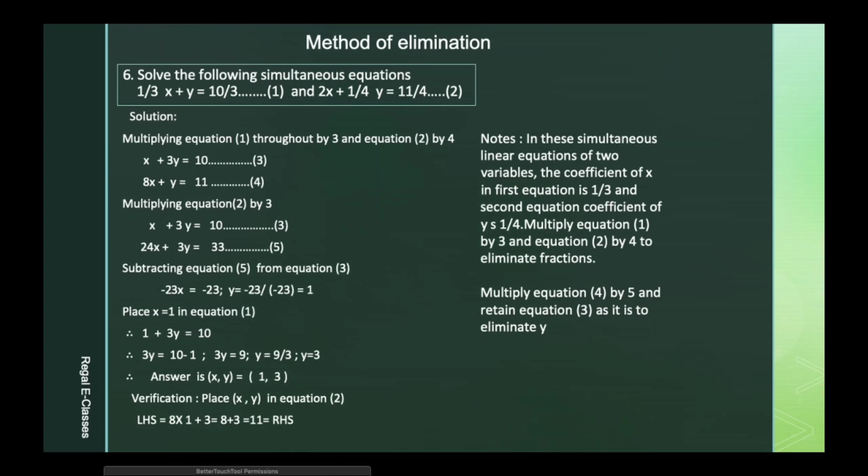It's not equation 2, but it is equation 4 that is multiplied by 3. Subtracting equation 5 from 3, y gets eliminated and you get x is equal to 1, not y. Here there is a mistake. Here it's x is equal to 1. Substitute x is equal to 1 in equation 1 and you get y as 3. Answer is 1 and 3. Verification, and you get that it gets verified.